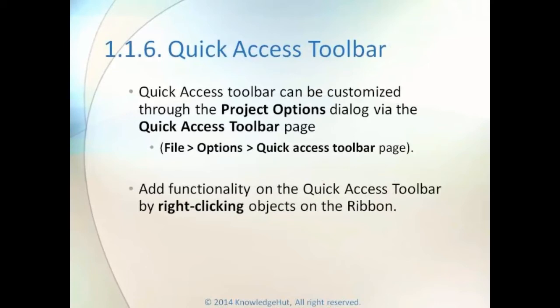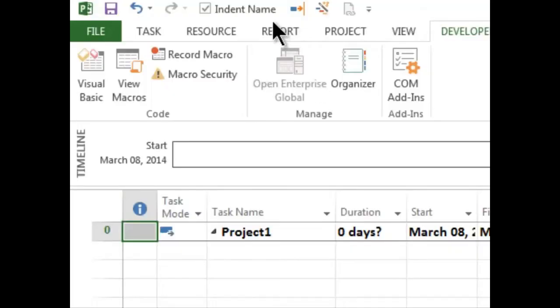Next, we're going to discuss the Quick Access Toolbar. This toolbar can be customized through the Project Options dialog yet again via the Quick Access Toolbar page. An example of a modification that may be considered to be made to the Quick Access Toolbar is adding the indent name and move incomplete parts to status date, which are not found on the ribbon or are difficult to locate.